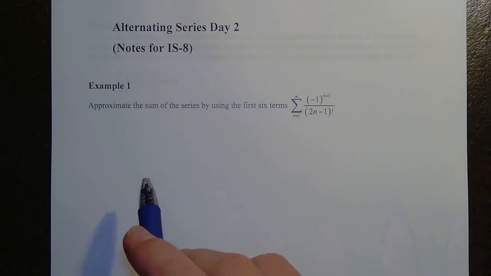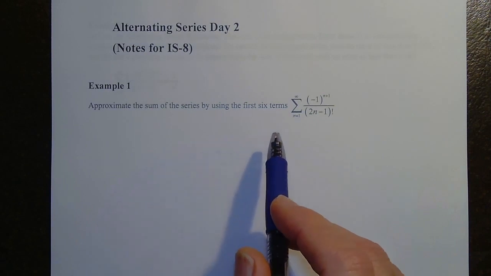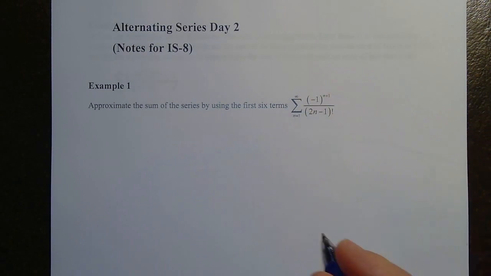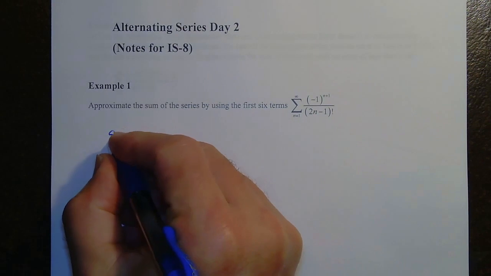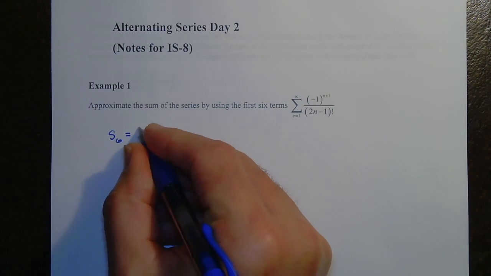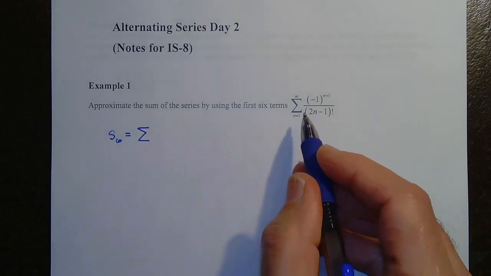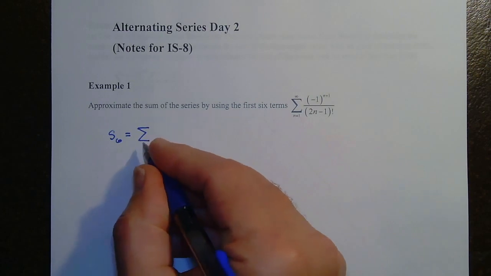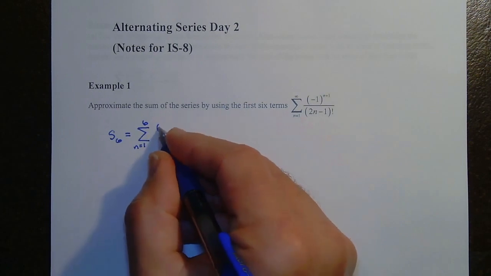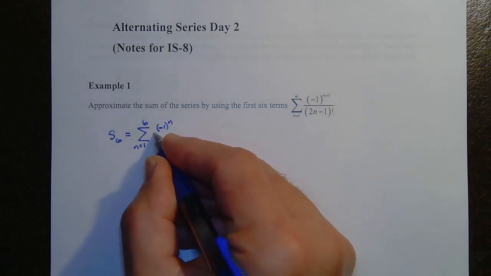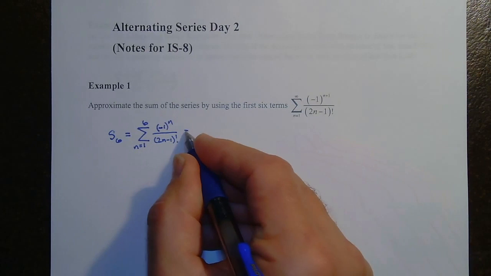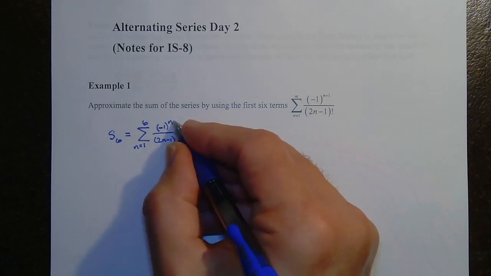In this first example, we want to approximate the sum of the series by using the first 6 terms of this series that actually goes to infinity. So to write that, we're going to write S sub 6 for the partial sum of the first 6 terms. So that's going to equal sigma, and we're going to start at 1 and end at 6 to get the first 6 terms. So n equals 1 to 6 of this series, negative 1 to the n plus 1 over 2n minus 1 factorial.